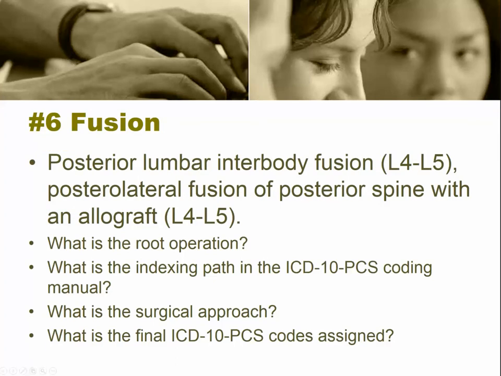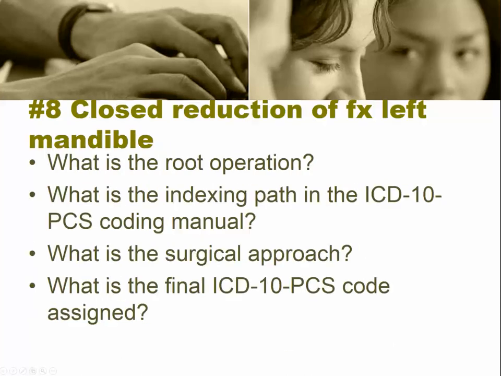For number 6, the patient is having a posterior lumbar interbody fusion, L4, L5, posterior lateral fusion of the posterior spine with an allograft. Again, four questions. What is the root operation? What is the indexing pathway? What is the surgical approach? And the final code.